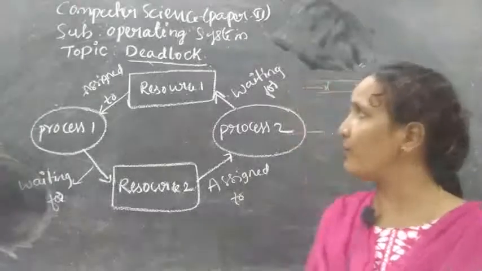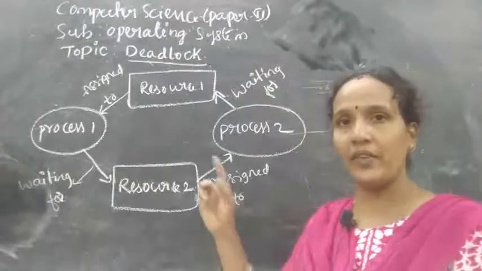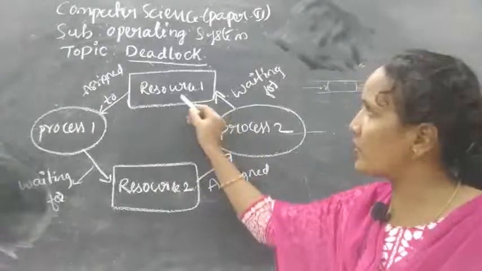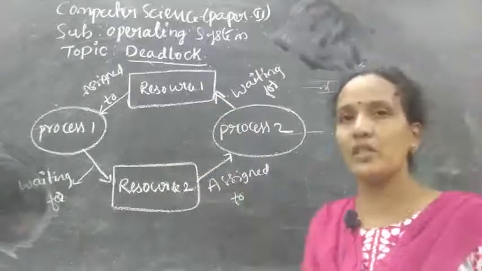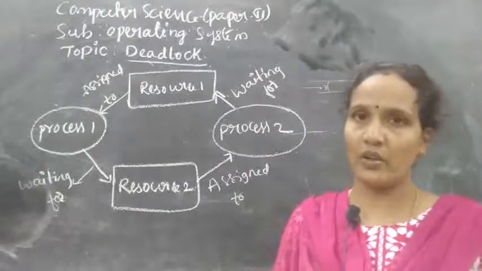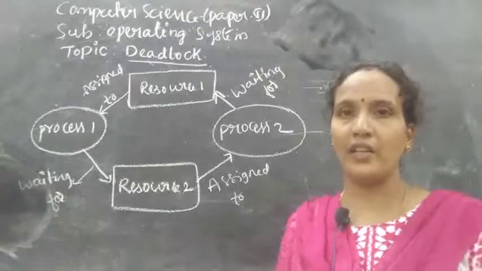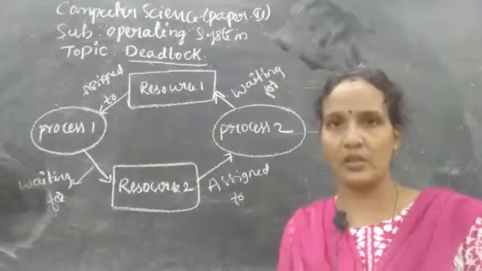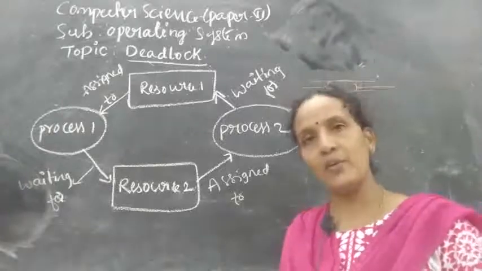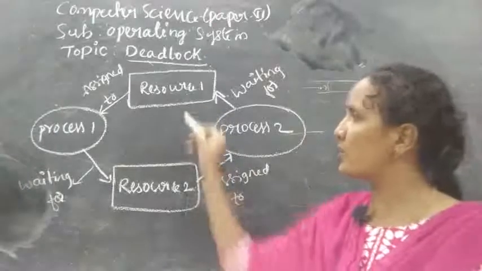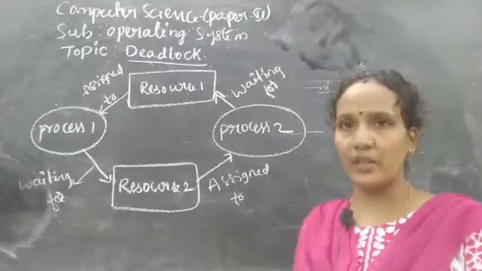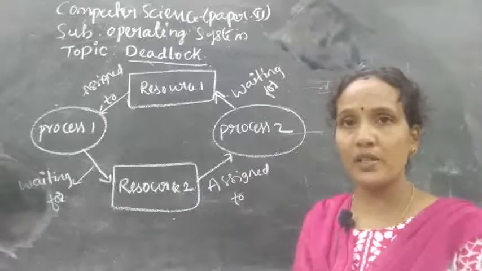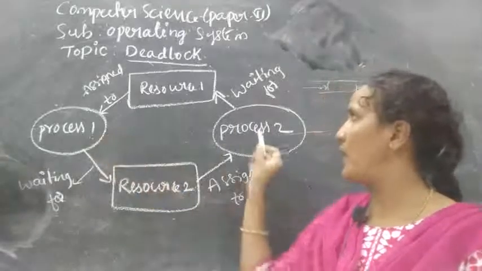So here we have a diagram. Here I will explain whether there is a deadlock or not. How many resources are there? 1 and 2. Resources are nothing but your printers, Xerox machines, whatever devices you have. And if that device is shared among different processes, that will become a resource. So here how many resources we have? 2 resources we have: resource 1, resource 2. How many processes we have? Process 1 and process 2.